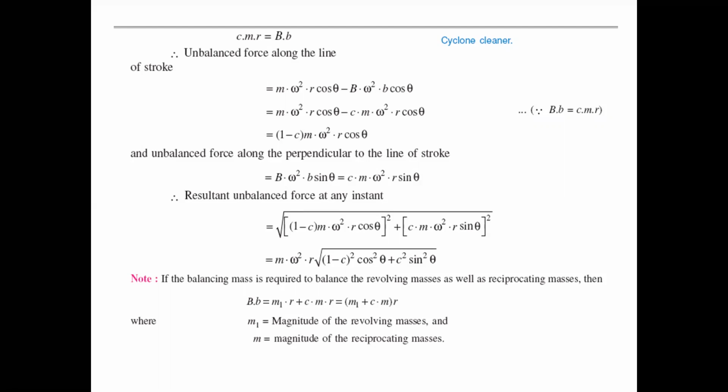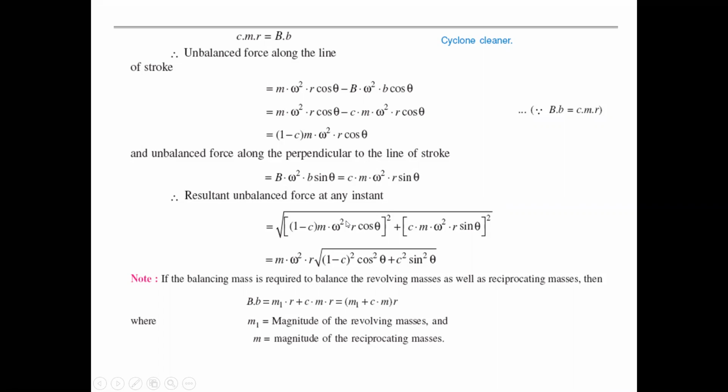Why? Because of the observer's assumption. The unbalanced force m omega square r does not have a vertical component. That's why the only force perpendicular to the line of the stroke is c m omega square r sin theta.